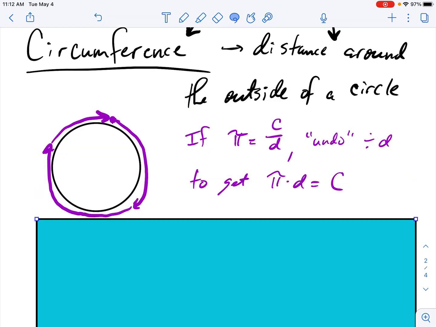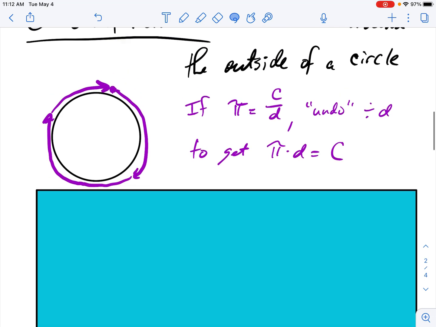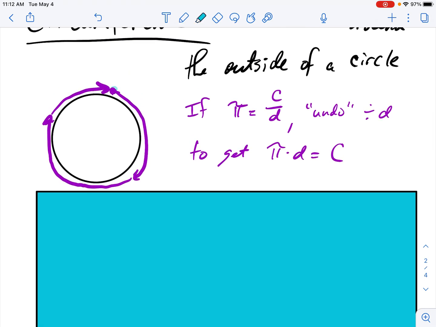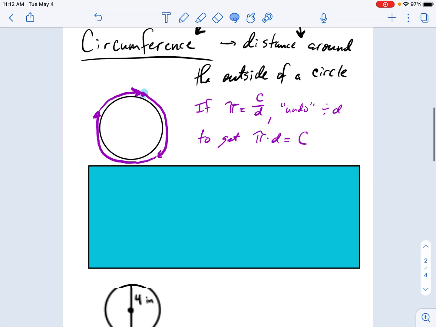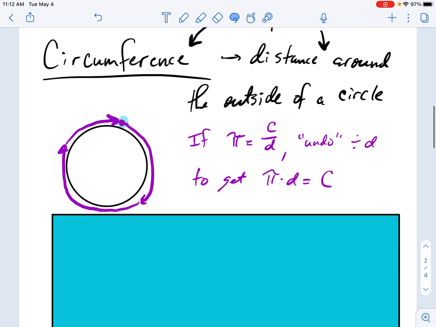And the way that we figure out the distance, right? So you notice over here I drew, if you start at this point and you go all the way around, that's the circumference. It's the distance around. And because it's a circle, you can't just measure it, right? You would have to unroll the circle. So it's hard to measure. So that's why we need to calculate it.